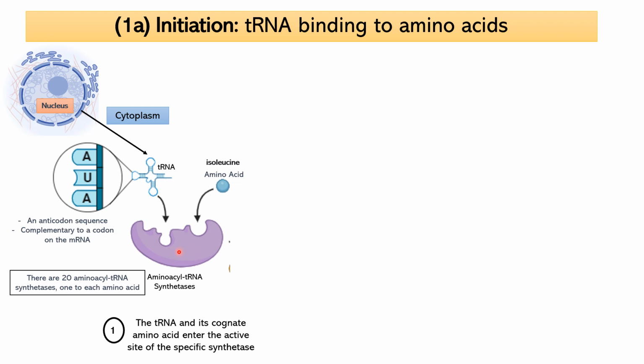Therefore, synthetases are very important in joining the right amino acid to the right tRNA, which carries the right codon. If that sequence has changed, then this tRNA will not be able to bind to the synthetase that binds isoleucine. It will bind to a different synthetase that binds a different amino acid. So that's why this process is very important.